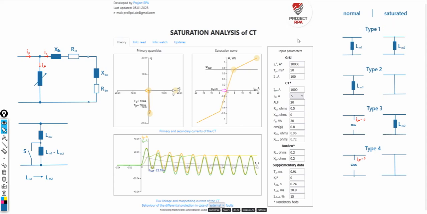The first type is the general case. Here we have Lm1 in normal operation and Lm2 in saturation, as can just be seen here in the magnetizing curve setting. With the second type, we can let Lm2 go to 0 here. This is the inductance in saturation mode. So Lm1 remains, while Lm2 goes to 0 and short circuits the secondary branch.